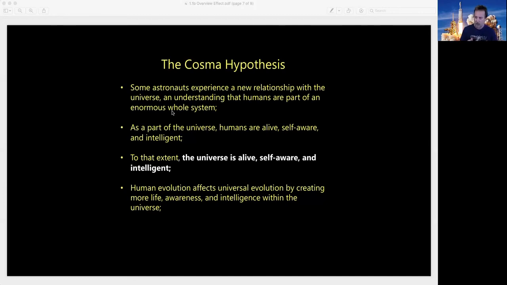Okay, that means that, last bullet, our evolution therefore is interrelated with the evolution of the universe. If we become extinct, then that mind of the universe becomes extinct. If we explore the galaxy, become nomads of the galaxy, then we provide more information to the universe to understand itself, okay? We are interlocked with the evolution of the universe and its self-awareness. So the last bullet: human evolution affects universal evolution by creating more life, awareness and intelligence within the universe. It's a very meta hypothesis.